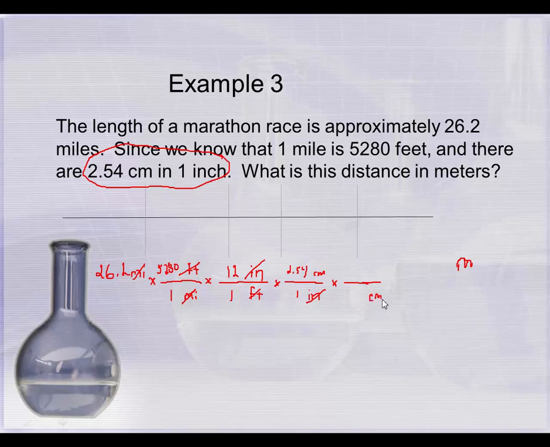So we've got to go from centimeters to meters. You guys know how many centimeters? Which is bigger, a meter or a centimeter? Meter, right? Okay, so I'm going to put a 1 on meter. How many centimeters are in a meter?